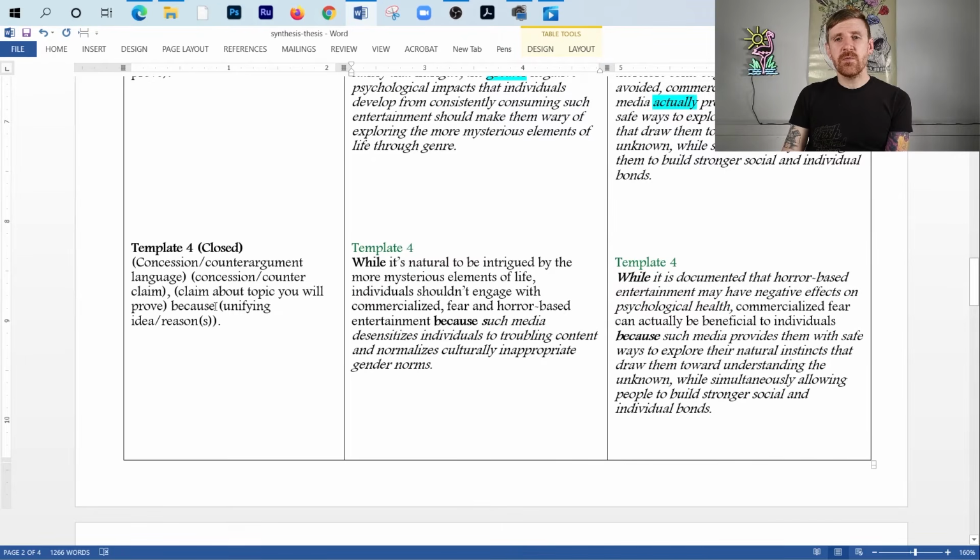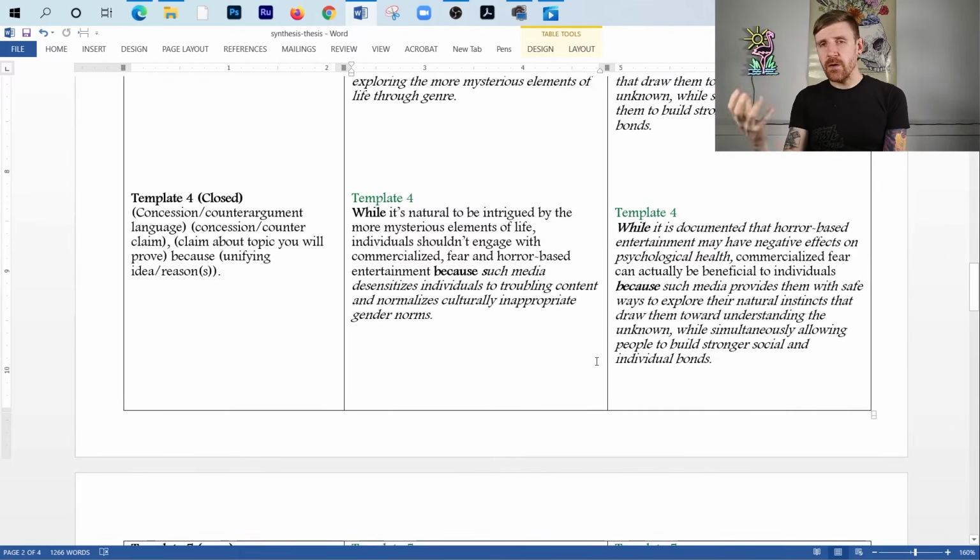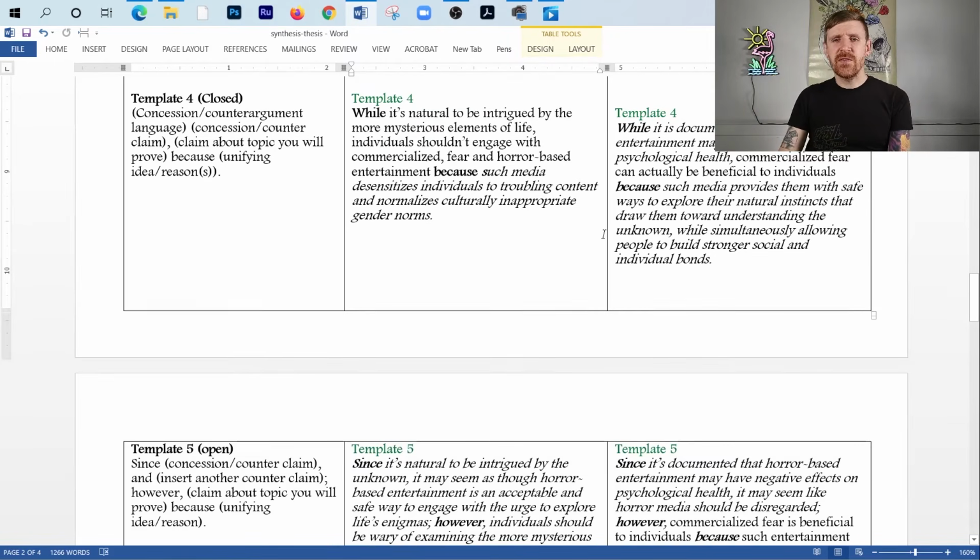So template 4 has this word because here, and you'll notice that what comes after it is the kind of scope of my essay. I'm going to talk about desensitizing individuals to troubling content such as violence and the paranormal. And I'm going to talk about how it normalizes inappropriate gender norms, which would potentially normalize inappropriate behavior around these kind of things that we still ask questions about. And all of that then suggests maybe this isn't the best way to kind of explore these things that we want to naturally explore. Okay. And once again, you can look on the right-hand side and see the positive spin on the horror films for this as well. I want you all to know that I empathize with both sides. It's not a problem. Okay.